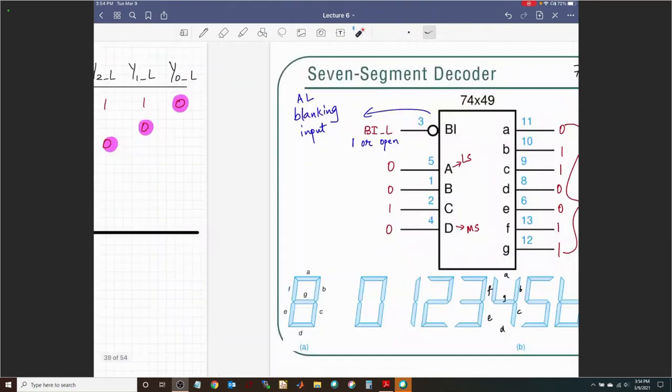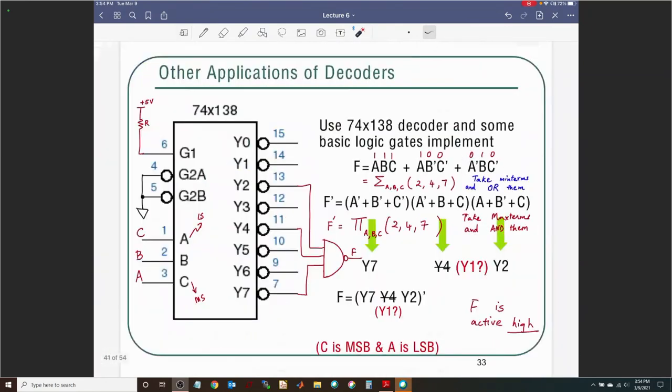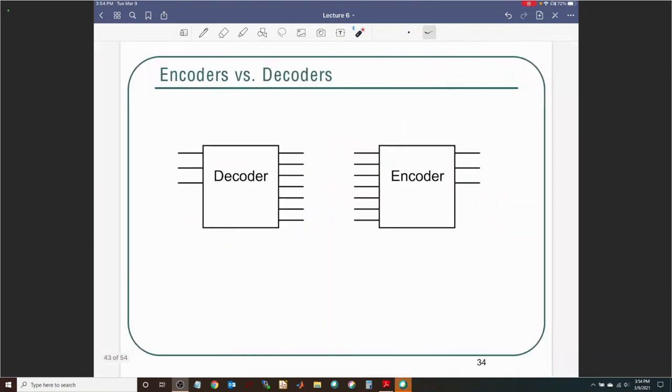All right, let's see. Okay, I think this is good. This is done. Now we flip the story to encoders.